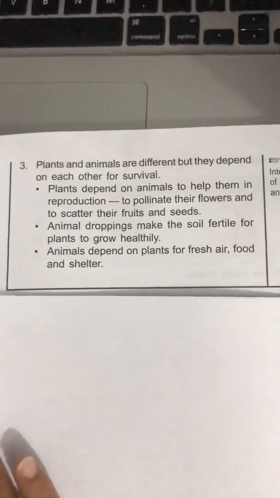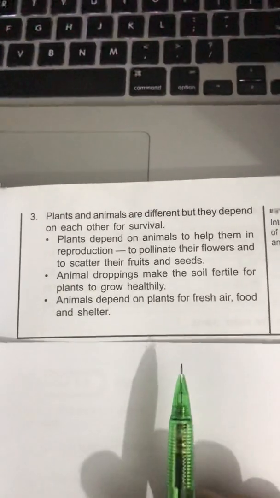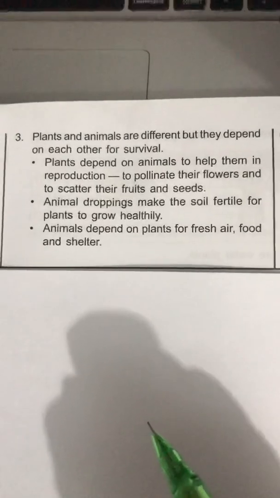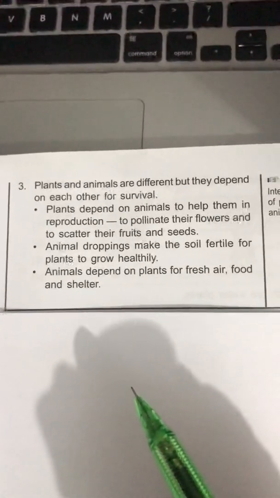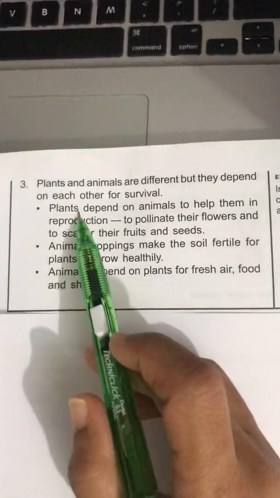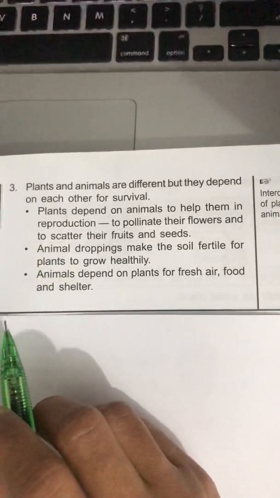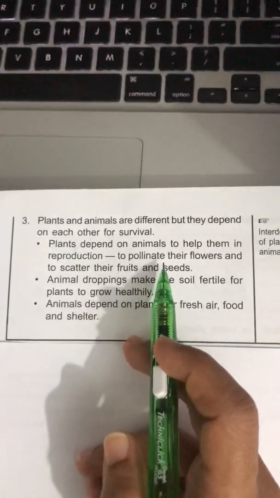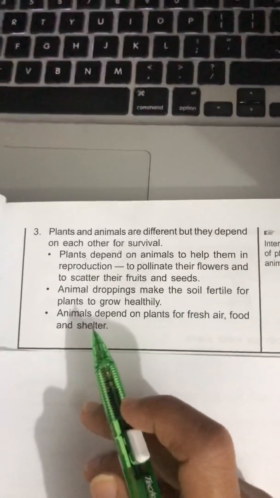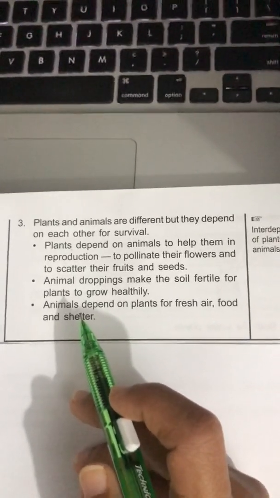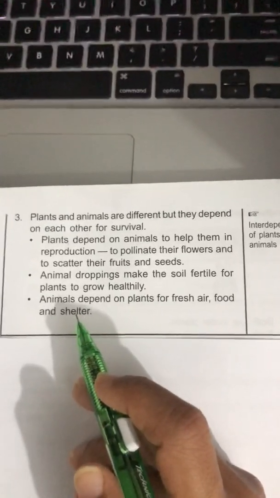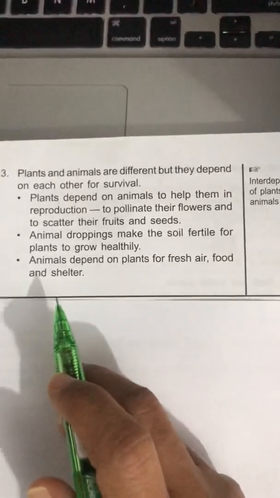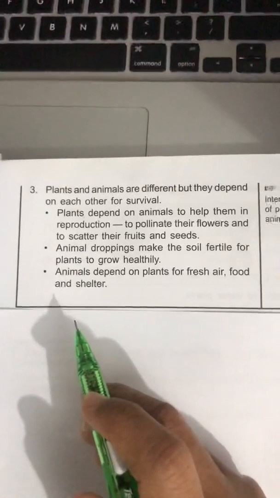Plants and animals are living things, but they are different. As you already saw in the previous video, plants and animals are different, yet they depend on each other for their survival. Plants depend on animals to help them in reproduction. For example, butterflies or bees pollinate the flowers of plants, and birds scatter their fruits and seeds. Sometimes birds take the seeds of the plants and drop them in another place, and in that different place, the same plants will grow.